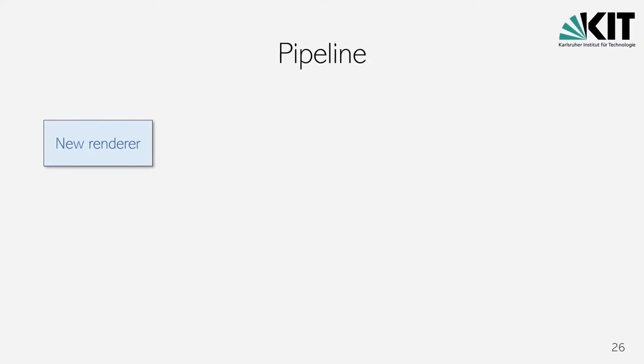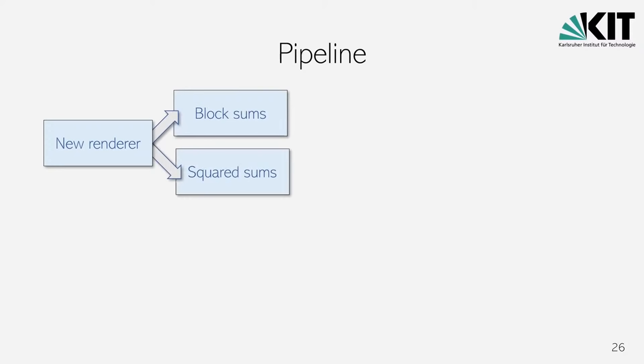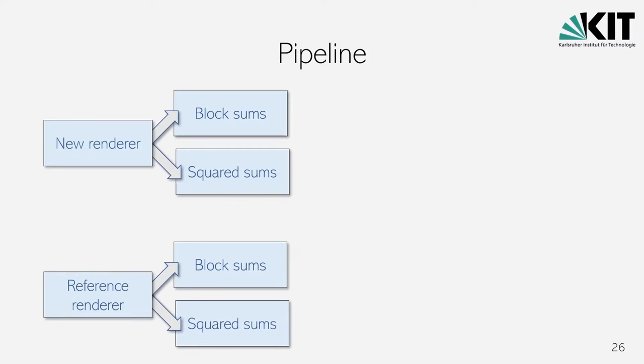This means that we already need to prepare the samples for Welch's t-test during rendering. So while we render, we write out two frame buffers, one with the sample sums for each pixel block and one with the sum of squared block sums per block, which we will need for the sample variance later. And we do this for both the new renderer and the reference renderer.